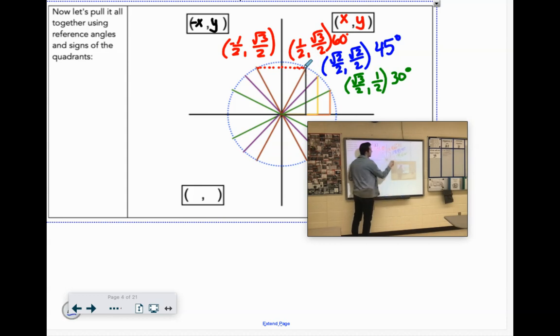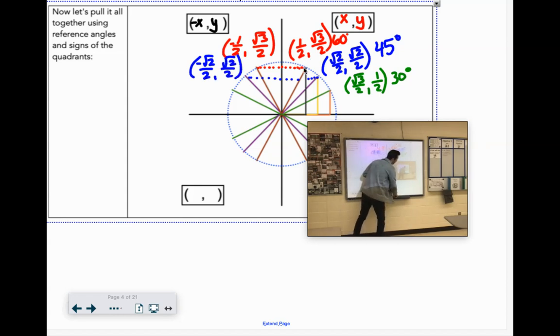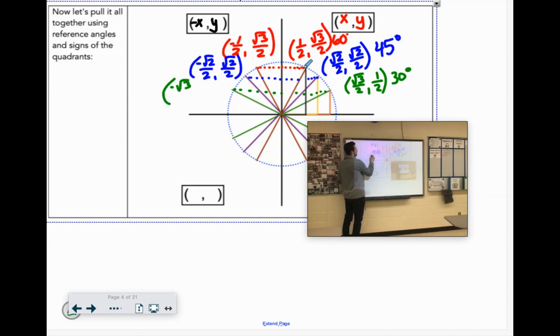If we transfer over our 45-degree angle over here, it just makes the x negative. So negative root 2 over 2, and then root 2 over 2. Same thing with the 30-degree reference angle. We just change the x and make it the opposite. So negative root 3 over 2 and 1/2.